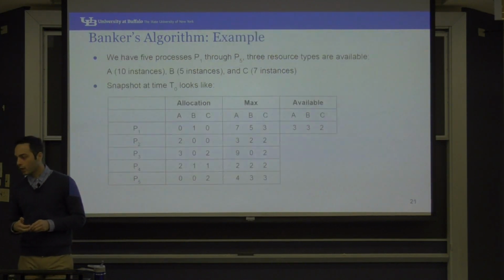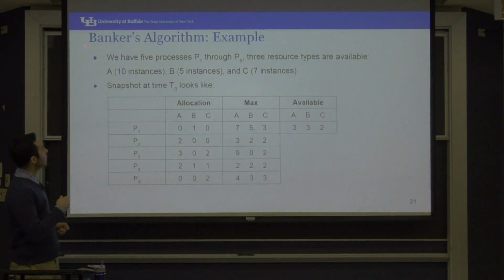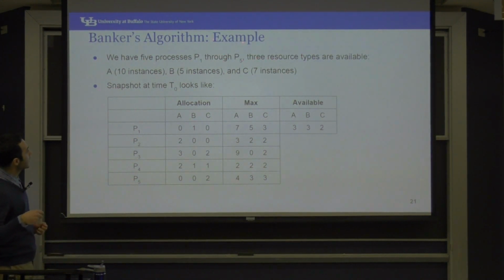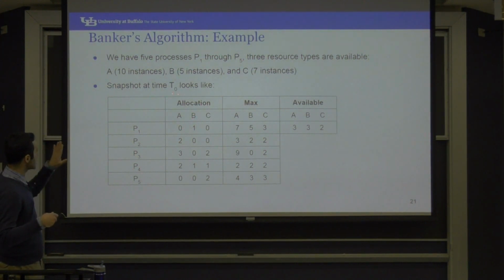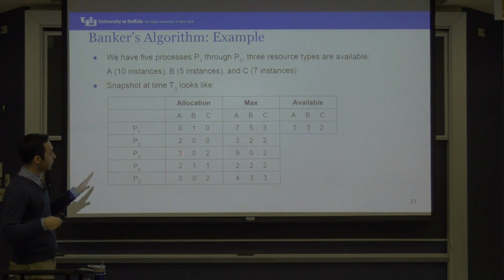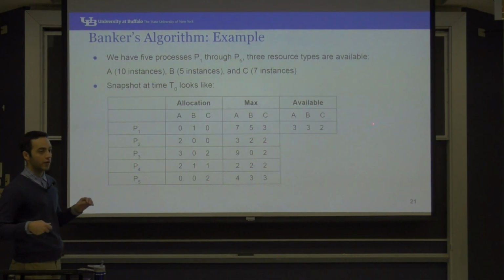All right. So this is another example. We have five processes again, with 10, 5, and 7. Let's see. So currently the state is like this. The 7 instances of A are given. That's why we have 3 available. B, 2 of the instances are given. Again, we have 5, so we have 3 available. And then C, we have 7 instances. 5 of them are allocated, so 2 of them are available.